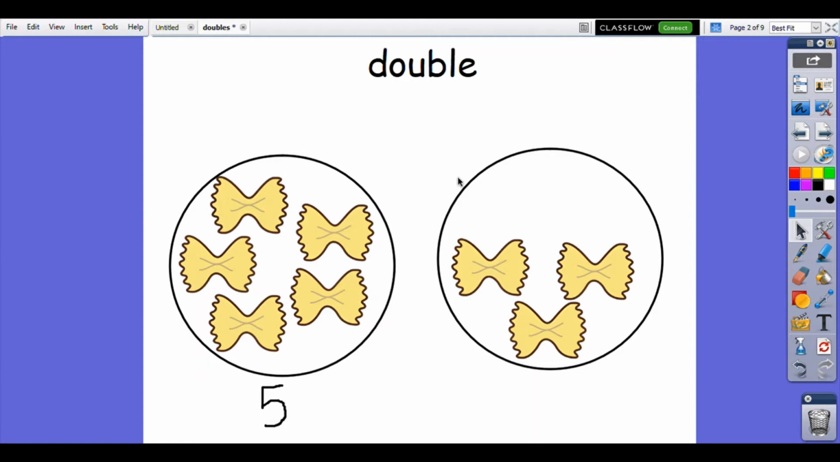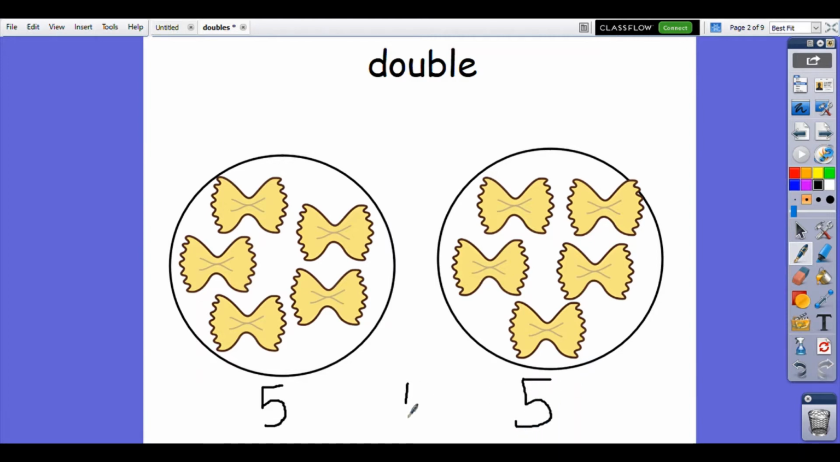So actually I need to add 2 more. 1, 2, 3, 4, 5. That looks equal to me. 1, 2, 3, 4, 5. 1, 2, 3, 4, 5. I've got 5 2 times. I have got double 5. Happy with that? But what's my total then?